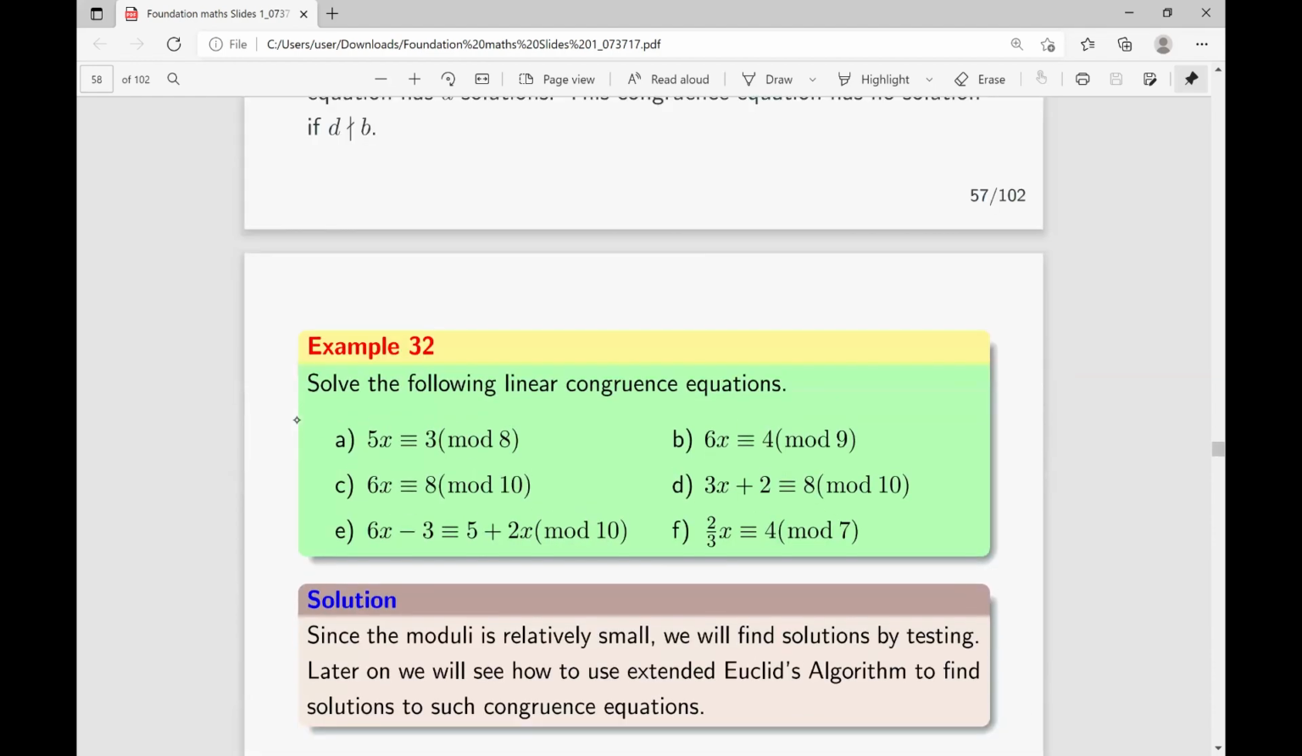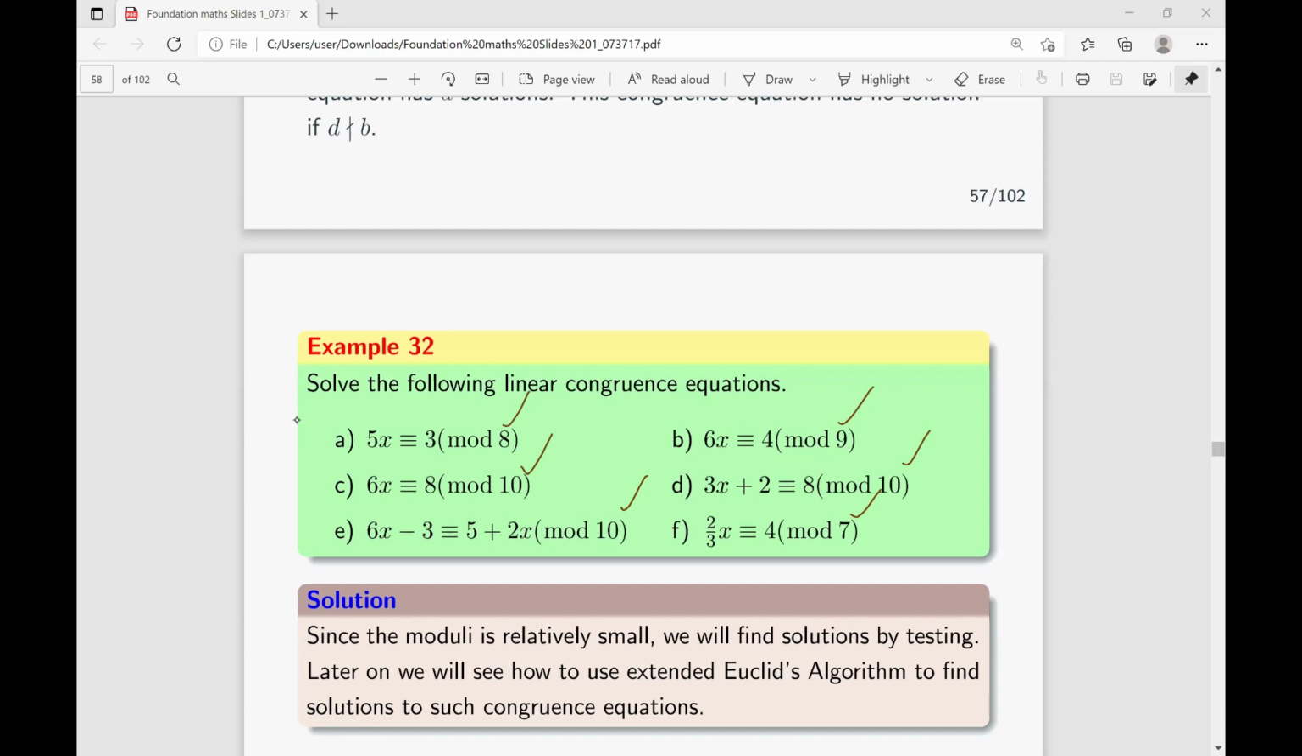The example is here. Solve the following linear congruences. I have the first equation here. So for me to solve this, first of all, the modulus is very small. Since the modulus is very small, I want first of all to show you so that you understand what we are doing. The modulus is very small, but after that, I shall show you how to solve using the extended Euclid's algorithm that we've just done.